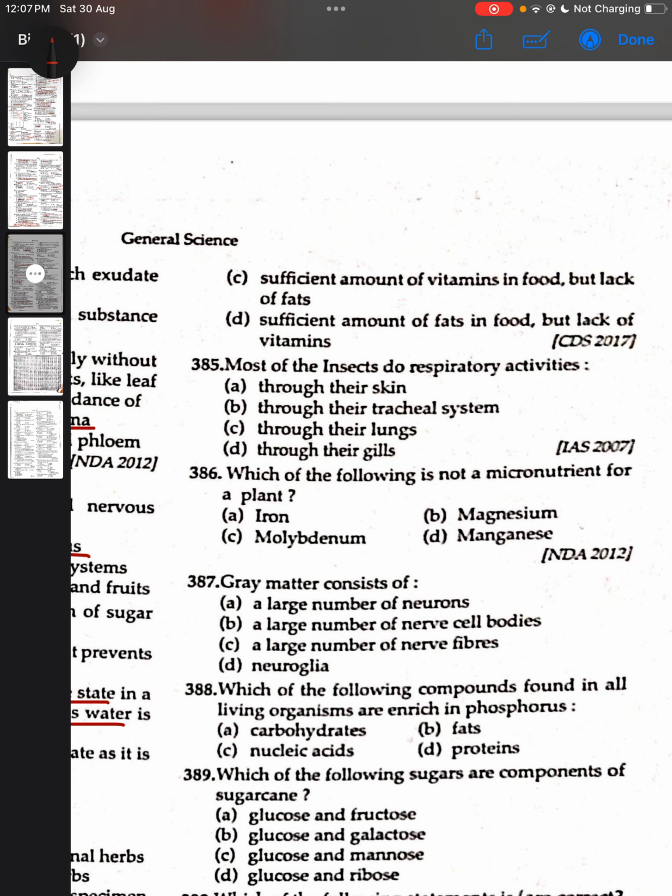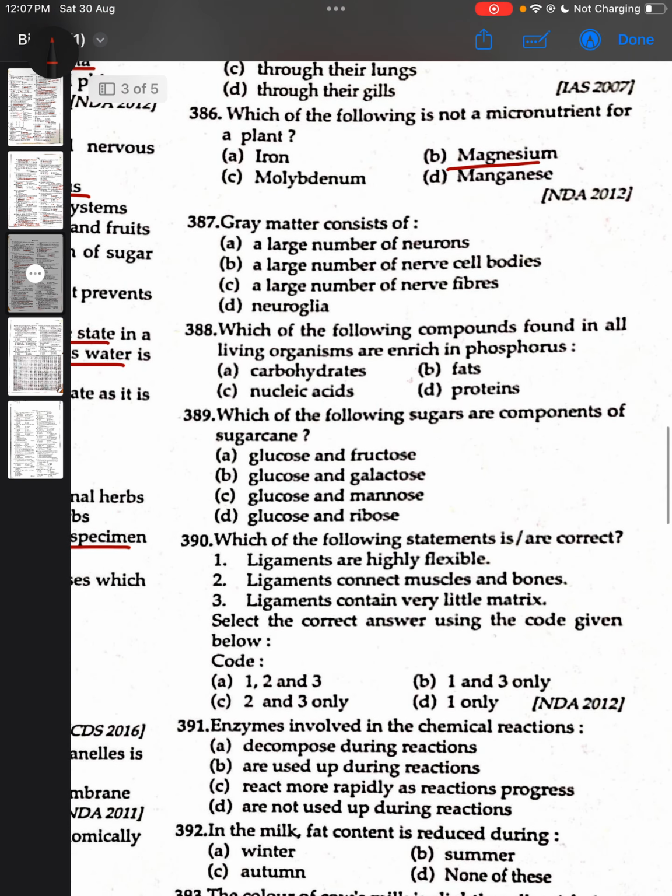Most of the insects do respiratory activity through their tracheal system. Which of the following is not a micronutrient for the plant? Magnesium, because magnesium is a macronutrient. Grey matter consists of a large number of nerve cell bodies. Which of the following compounds found in all living organisms are enriched in phosphorus? Nucleic acid. Which of the following sugars are components of sugar cane? Glucose and fructose.